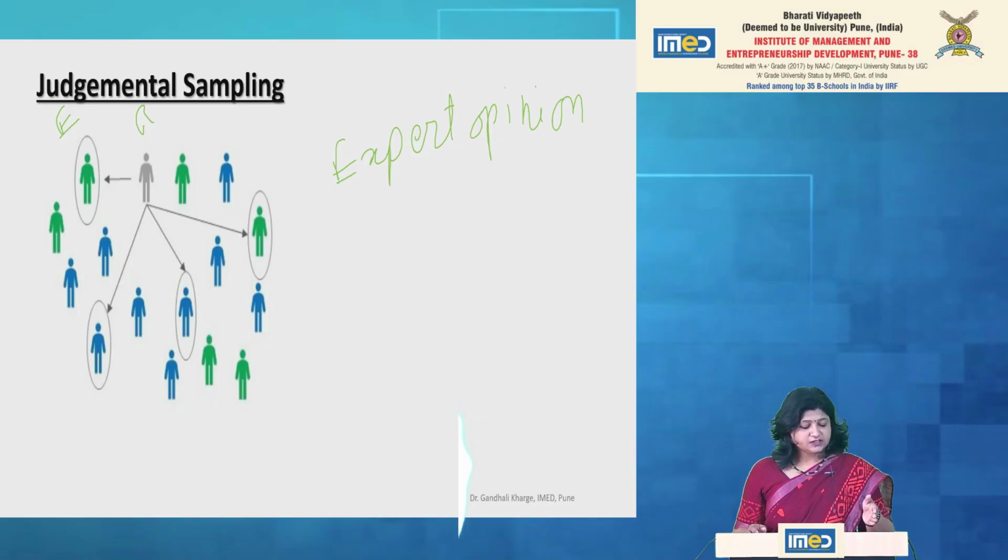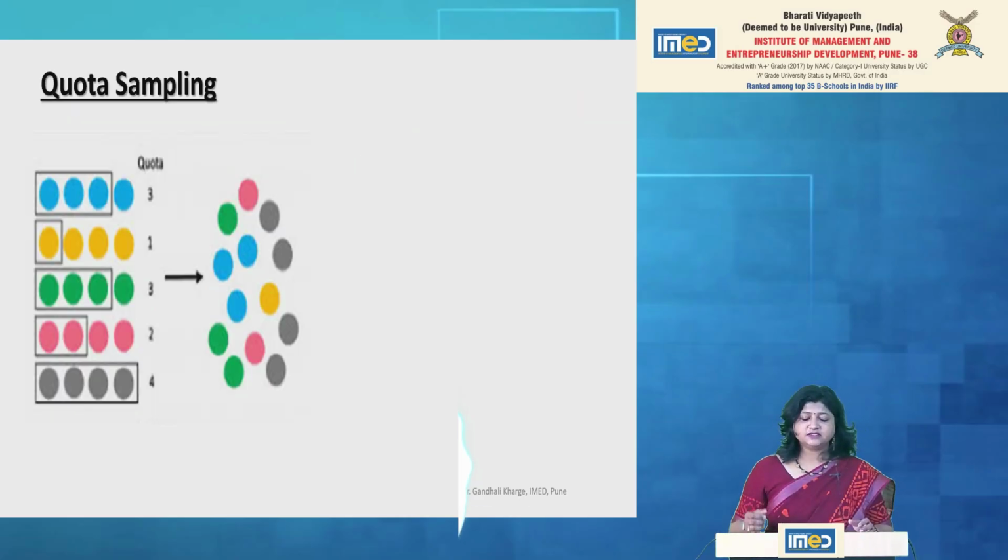Why? Because it depends on the judgment of the expert itself, how much data will be sufficient, how much respondent size will be sufficient, and how much sample size will be convenient or sufficient for the research. It is totally on the judgment of the expert, and that is why it is called judgmental sampling. Then next is quota sampling.